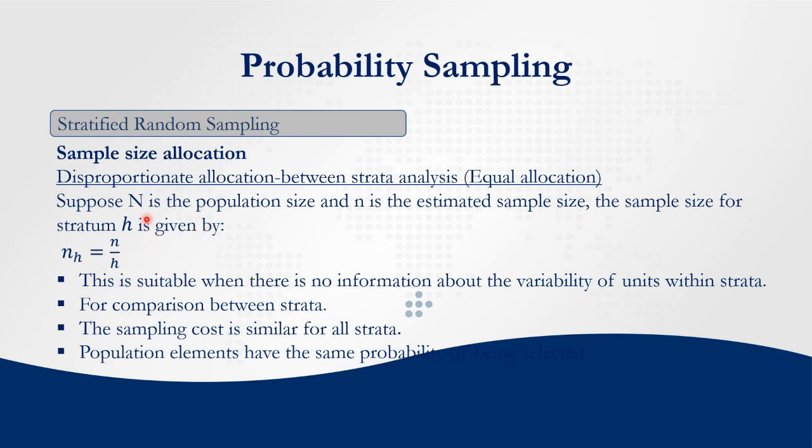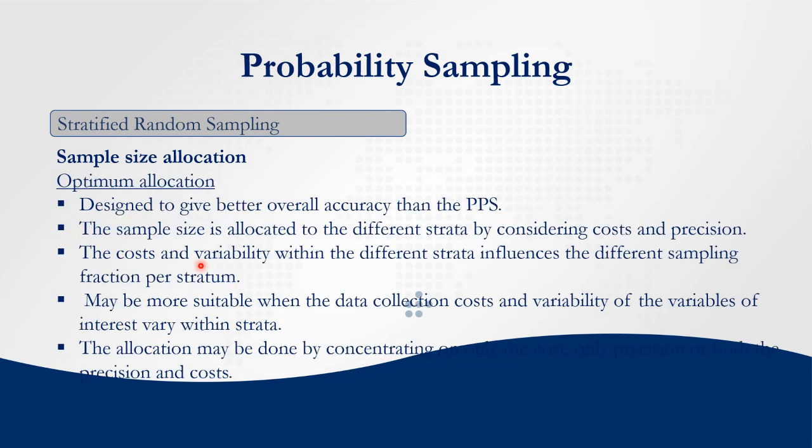You take the big N and you divide by 3. That gives you the allocation. Then there's optimum allocation. You use this one when you also have information about the costs. Sometimes this is a study that has been done before, so you take the lessons from that study. There is also information about the costs to say this is how much it cost, so you can use the optimum allocation.